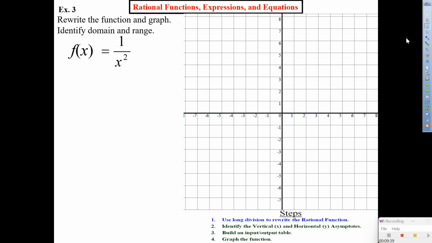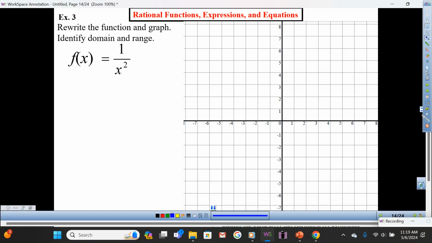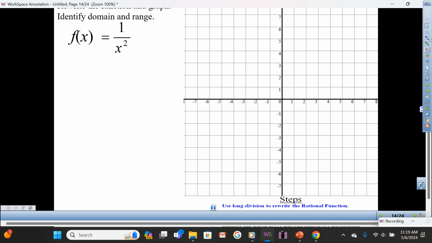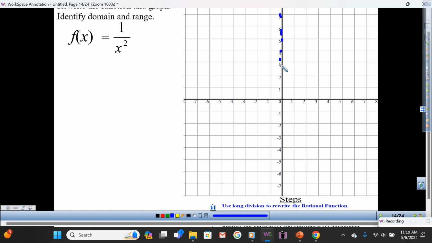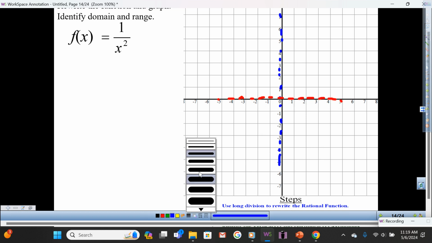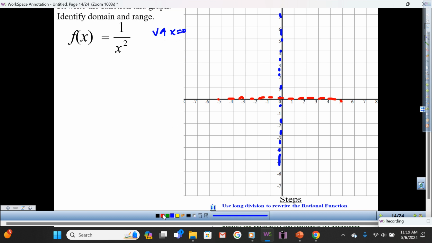Writing utensils down, look up to the screen. So if I was to graph this, once again, the graph for this one looks like this. First, I need my asymptotes. Just pay attention. My VA, my HA, there they are. VA, x equals 0. HA, y equals 0.